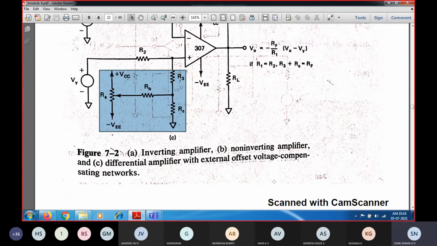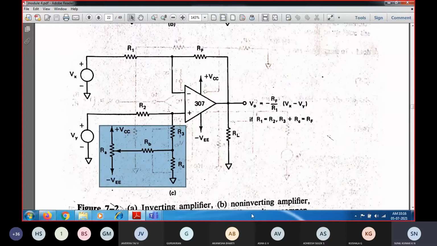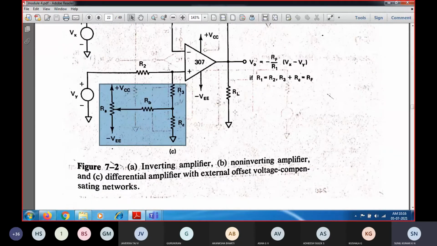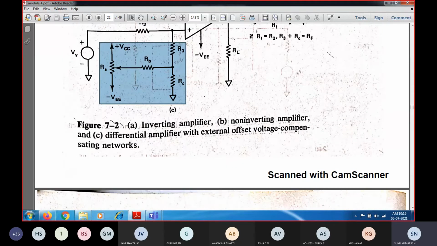If I rectify those errors, then whatever the application I decide on, you will be getting the intended output, instead of an unwanted, biased output. So if you use a voltage compensating network or offset nulling terminal, you will get the correct or precision output. So this is about the manufacturer recommended method as well as the voltage compensating network to minimize the offset voltage.